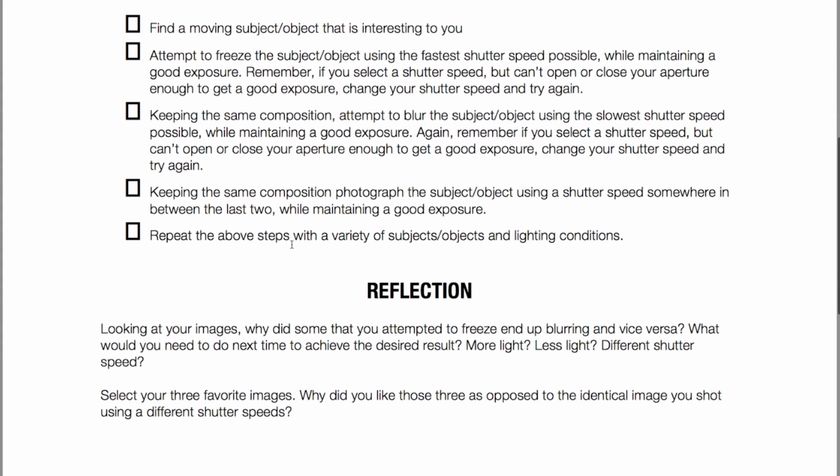The last thing that I want you to do is to reflect, just like in all other assignments. So looking at your images, why did some that you attempted to freeze end up blurring and vice versa? What would you need to do next time to achieve the desired result? More light, less light, different shutter speed? And then last of all, select 3 frames, 3 of your favorite images. And why did you like those as opposed to the identical images you shot using a different shutter speed?